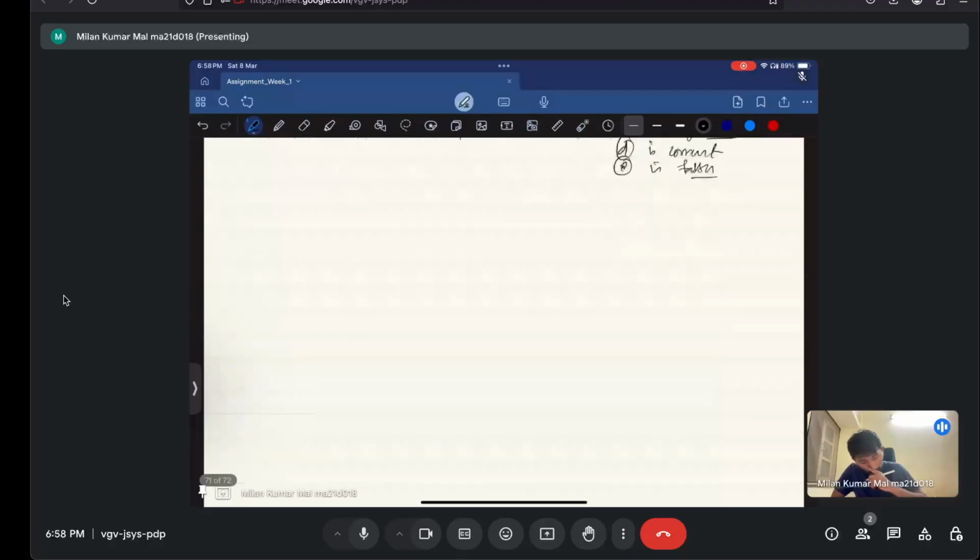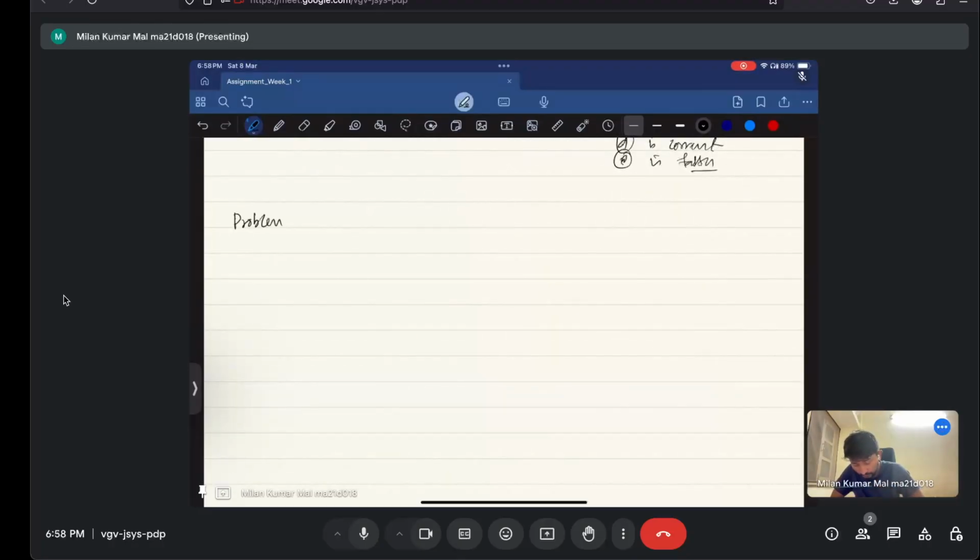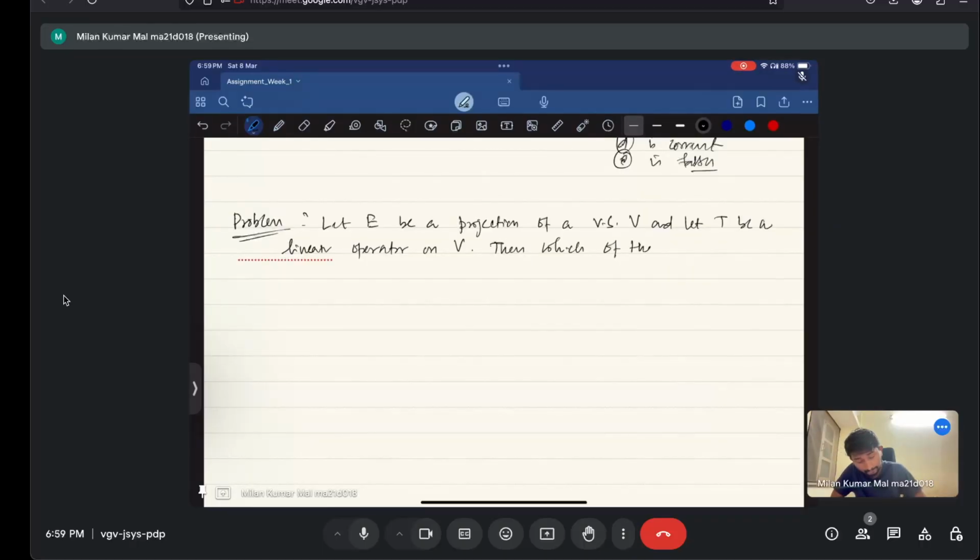So now we will do another problem. Let E be a projection of a vector space V, and let T be a linear operator on V. Then which of the following statements is or are correct?